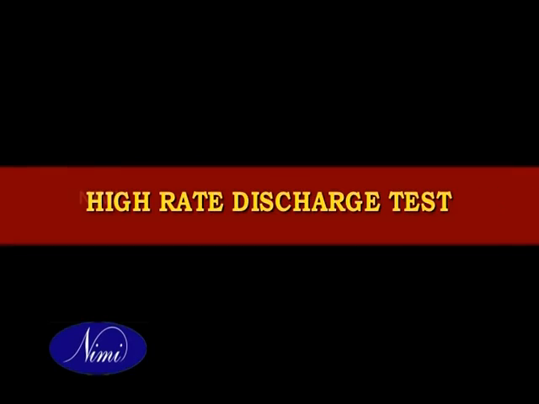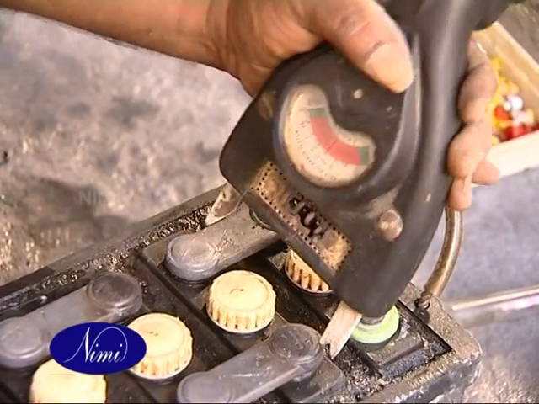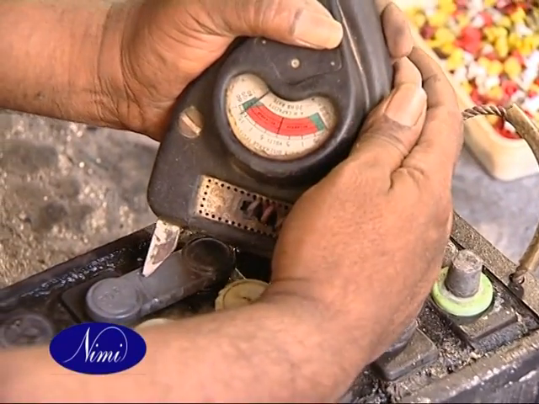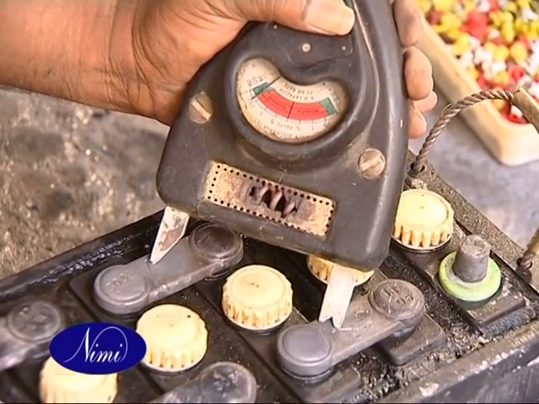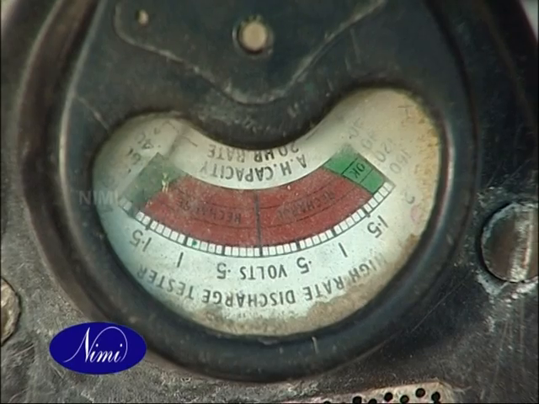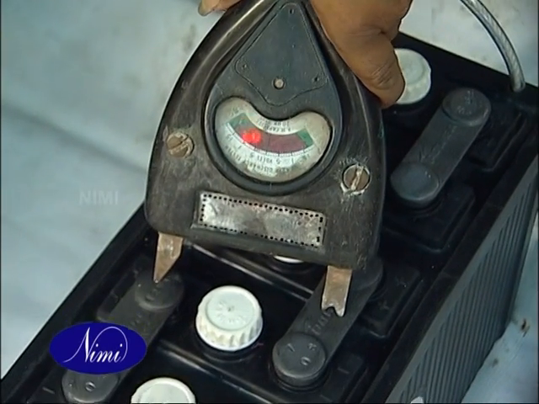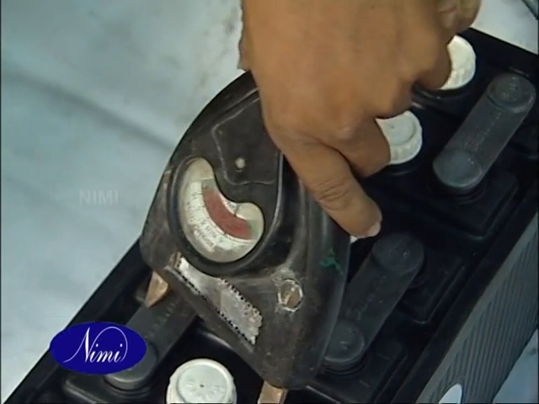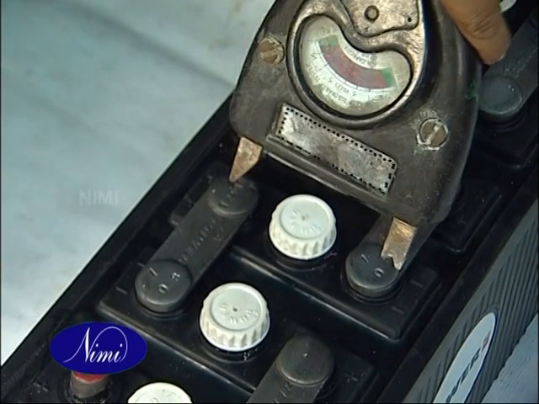High rate discharge test. Keep the prods of the high rate discharge tester to individual cell connectors, positive, negative. Check the voltmeter reading. Press it by hand for not more than 15 seconds.